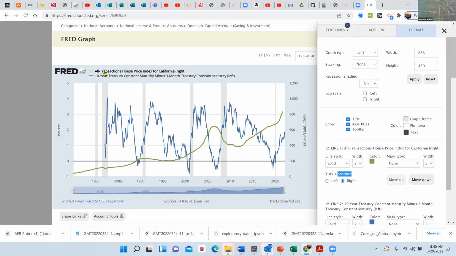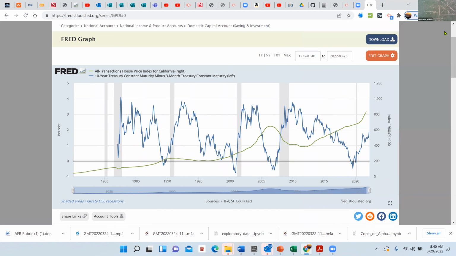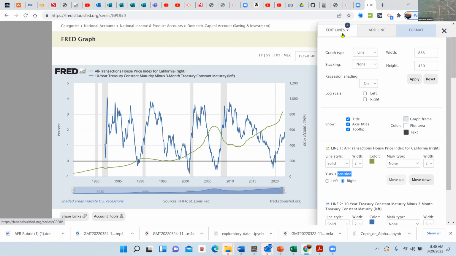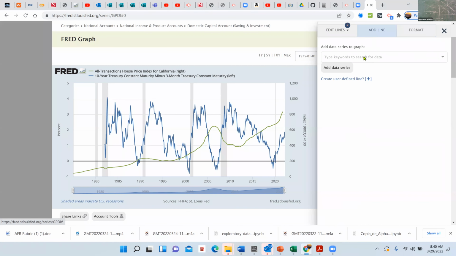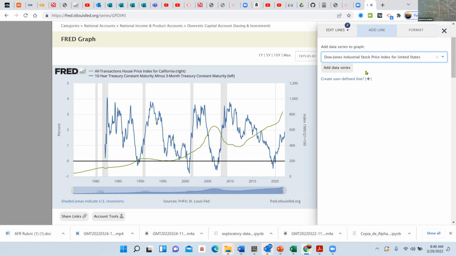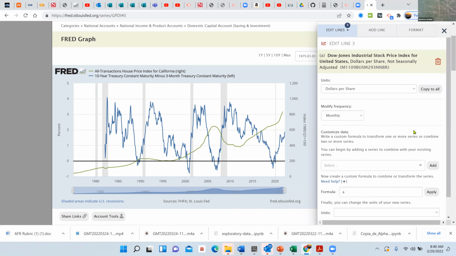Y'all want to look at the stock prices since we're interested? And just looking at this, let's look at current assets. Let's add a line. Let's look currently, let's look at stock. Let's look at the Dow Jones, how's that? Those are the big blue chip companies. Let's add this data series, let's see how that looks.